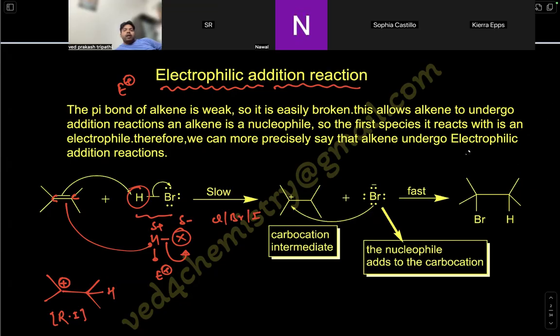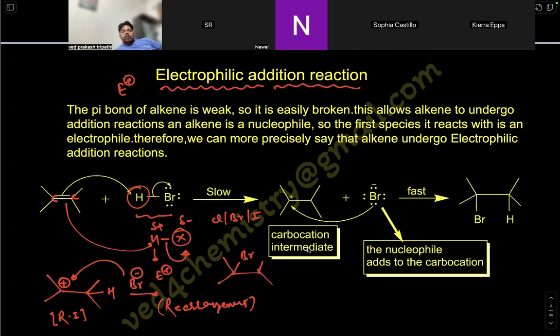And whenever you have a carbocation as an intermediate, always check the rearrangement. This is already a stable carbocation, so no need to rearrange. And in the next step, Br minus is my nucleophile and it is going to attack over the positive charge. So you have this product, bromine here.